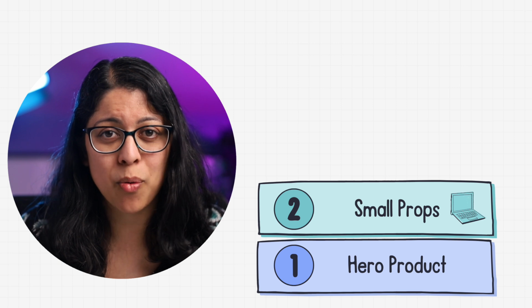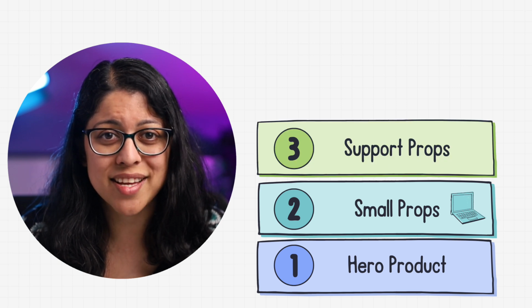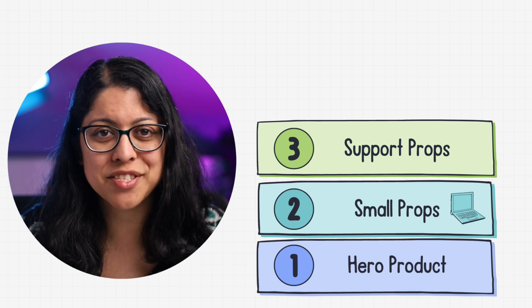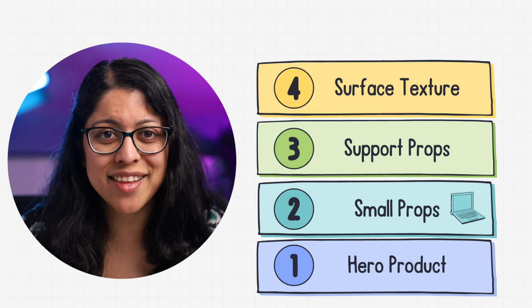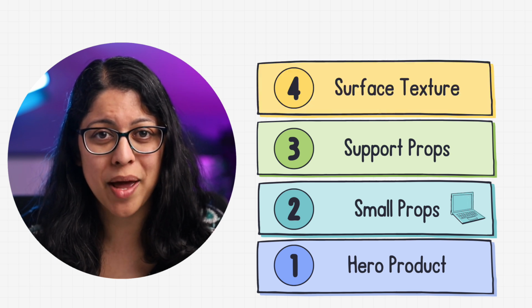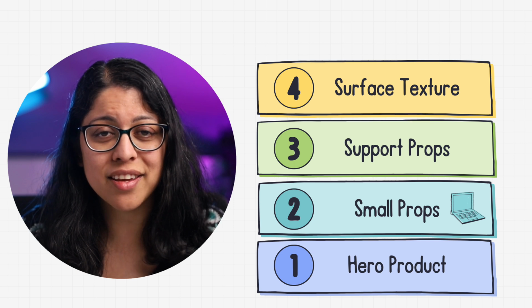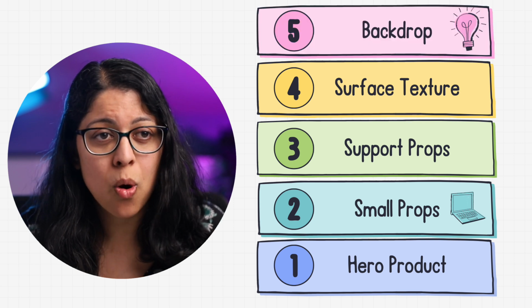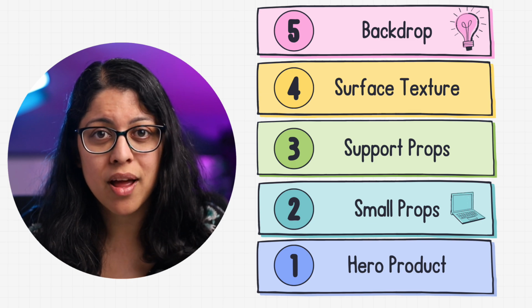Then you'll layer in support props like lunch boxes, sticker sheets, and colorful pens. Then you'll choose a surface like a plastic lunch tray or a piece of notebook paper. And finally, you'll end with the backdrop. Maybe it's a Lisa Frank folder or a neon foam board. Most people throw in everything at once. Instead, by stacking your scene this way, you're creating structure and story with each level.